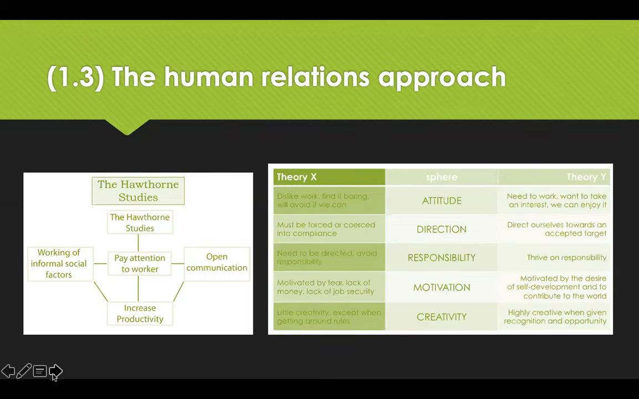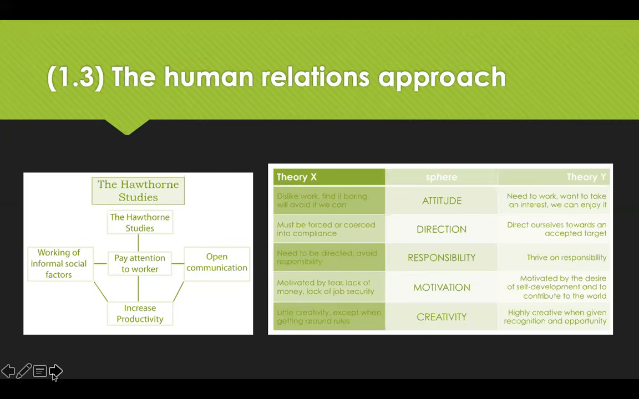The interviewing program was where employees were free to discuss any aspect of their work at the beginning and the end of the shift. The outcome was positive benefits that were highlighted, and it was highlighting the need for managers to develop good listening skills. And then the bank wiring observation room, observing the informal organisation of 14 men. It identified the development of informal subgroups and the emergence of natural leaders and social norms.